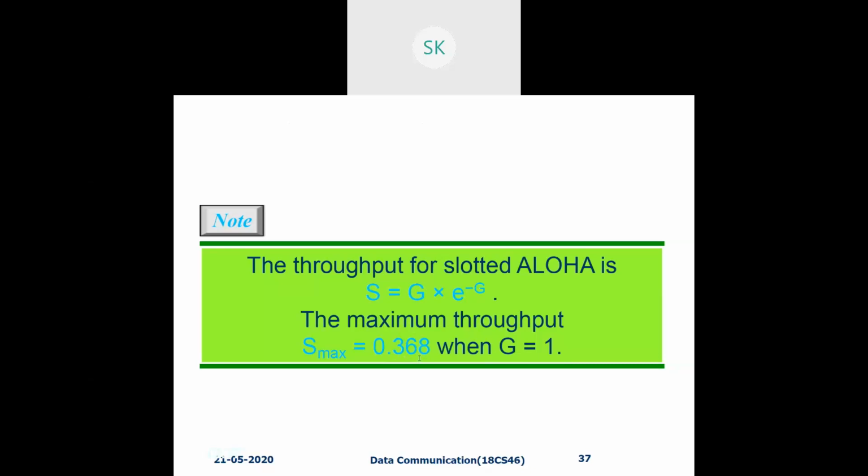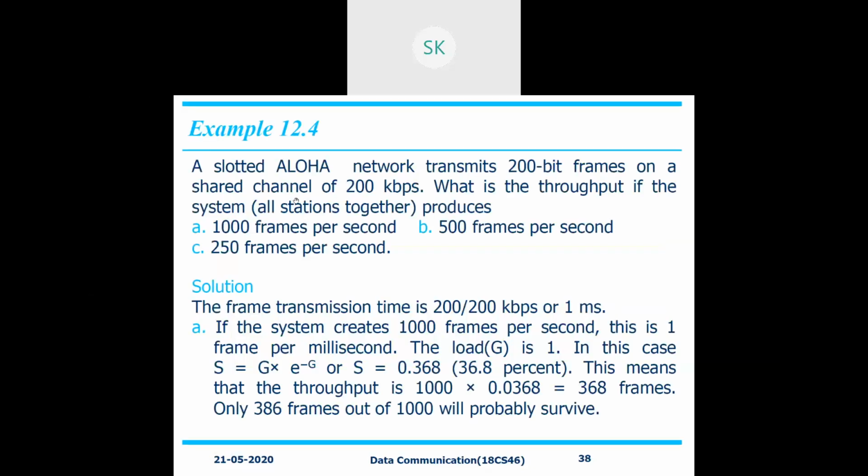If we apply the same formula and start calculating with the previous example that we took for pure Aloha, then for slotted Aloha the frame transmission time is 200 bits divided by 200 kilobits per second, that is 1 millisecond.